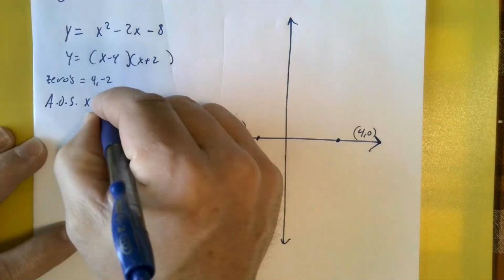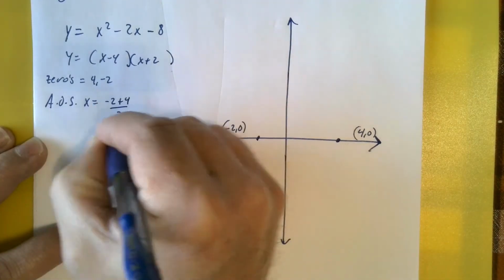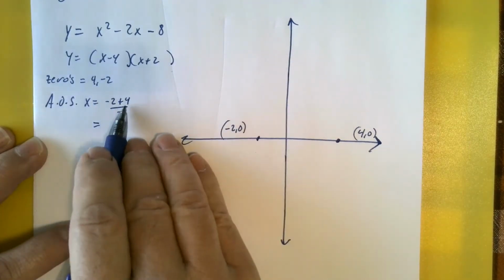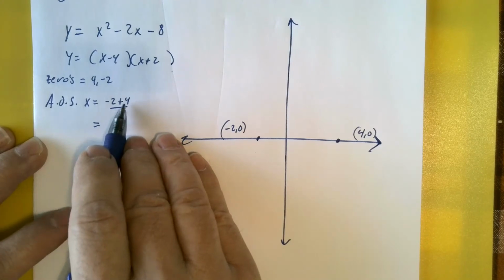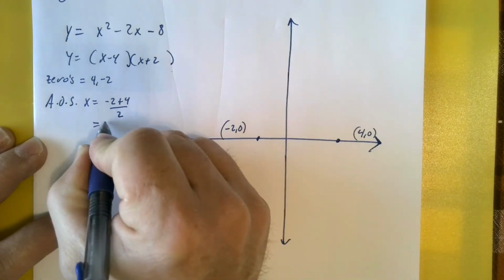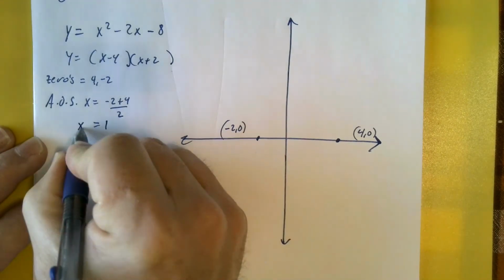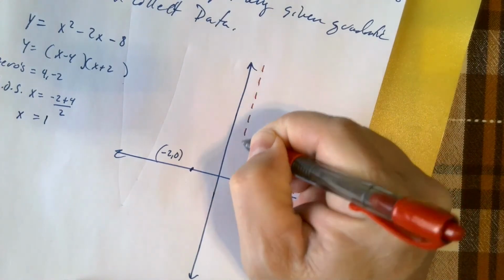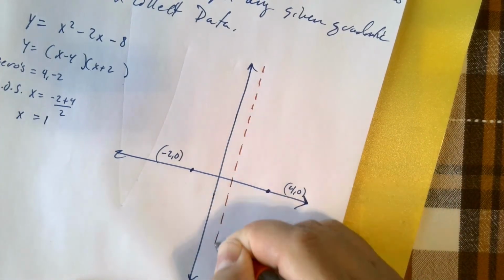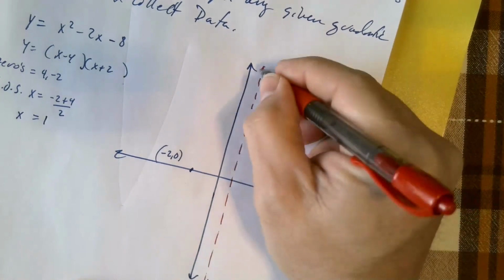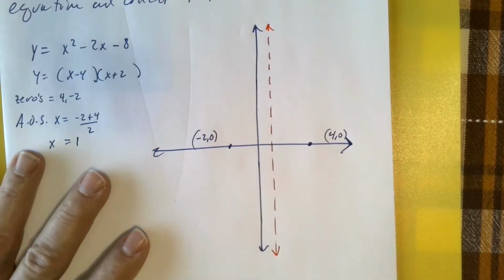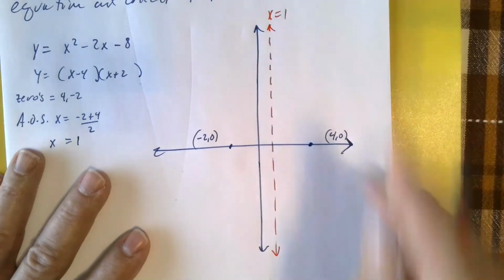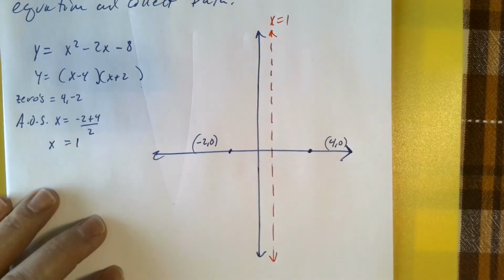Yeah, so I'm going to go negative 2 plus 4 divided by 2, right? Well, negative 2 plus 4 is 2. 2 divided by 2 is 1, right? So I'm going to get x equals 1. So I'm going to go over here on my graph, and I'm going to draw in that line, and that line is x equals 1. Okay, so that's my AOS.